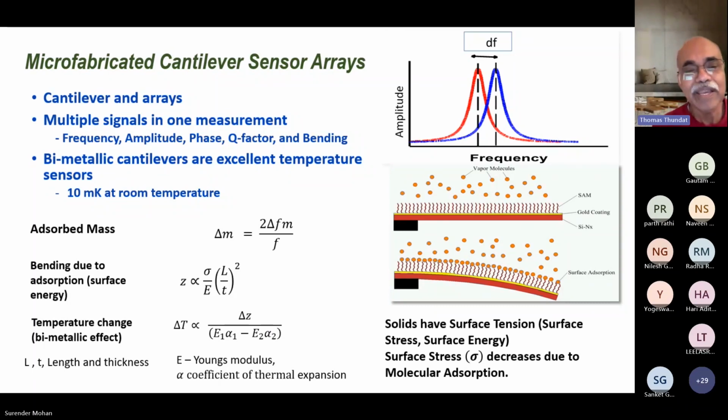And if you make the cantilever as a bimaterial cantilever, then the change in temperature we can measure in terms of change in bending. So delta T is proportional to delta Z divided by E1 alpha 1 minus E2 alpha 2. E1 and E2 are the Young's modulus of the bimaterial components. Alpha 1 and alpha 2 are the coefficients of thermal expansion. And this bimaterial cantilever is an excellent thermal sensor.